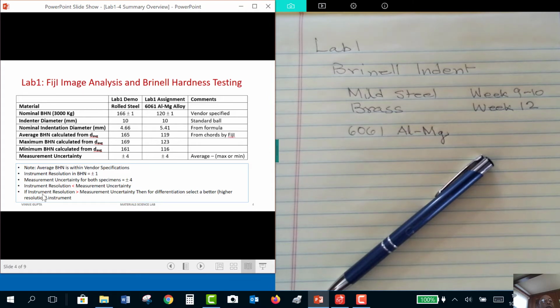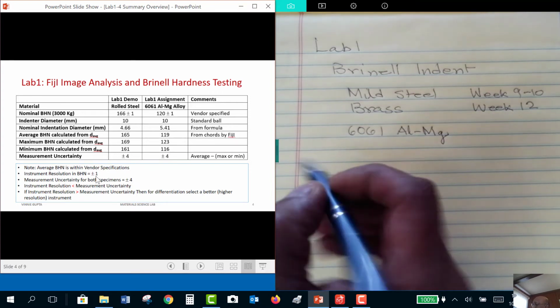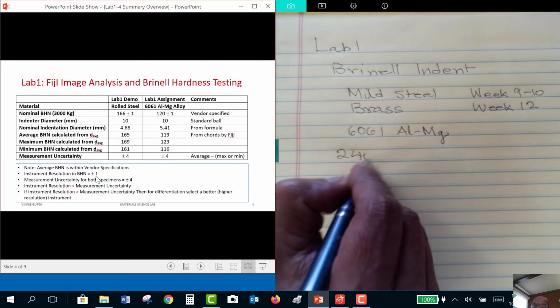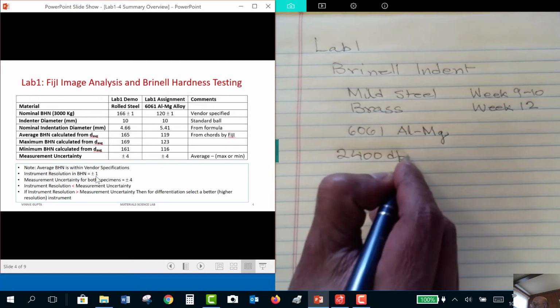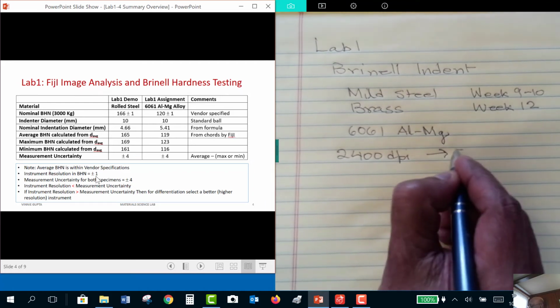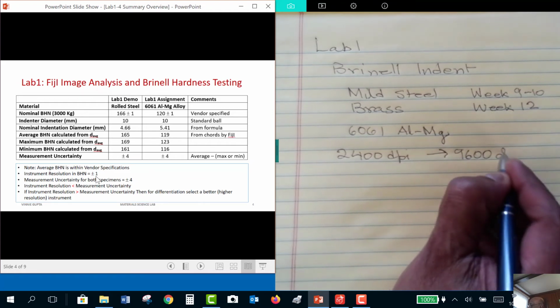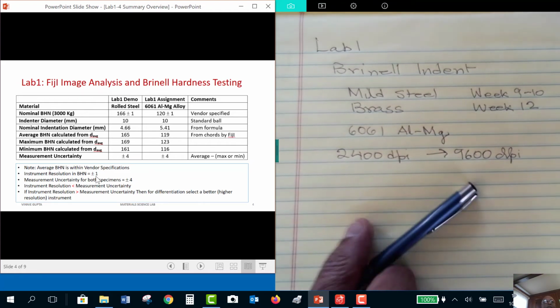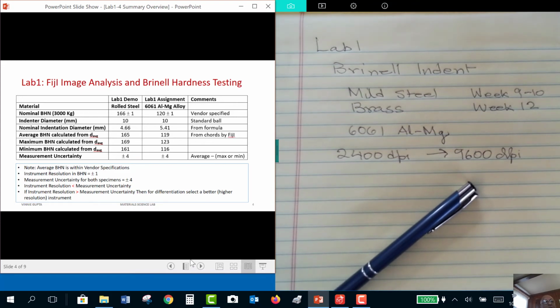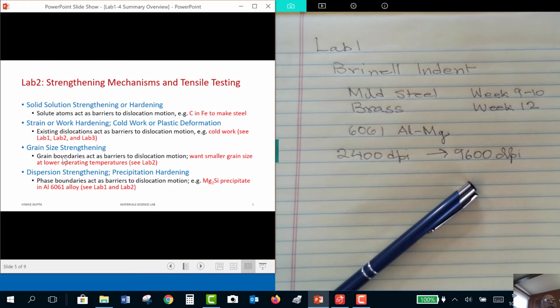Of course, if we found that instrument resolution was greater than measurement uncertainty, then if we want to differentiate our measurements, we need to select a higher resolution instrument. So in our case, for instance, we used a 2400 dpi scanner. We could have used instead a 9600 dpi scanner to improve our resolution, right? Okay, so let's see what we did in the second lab.